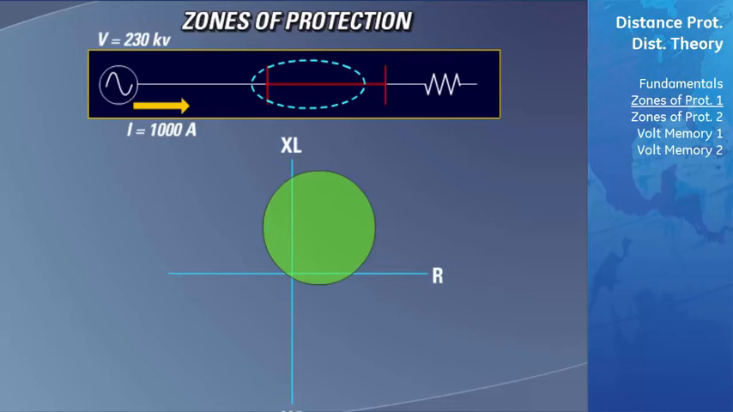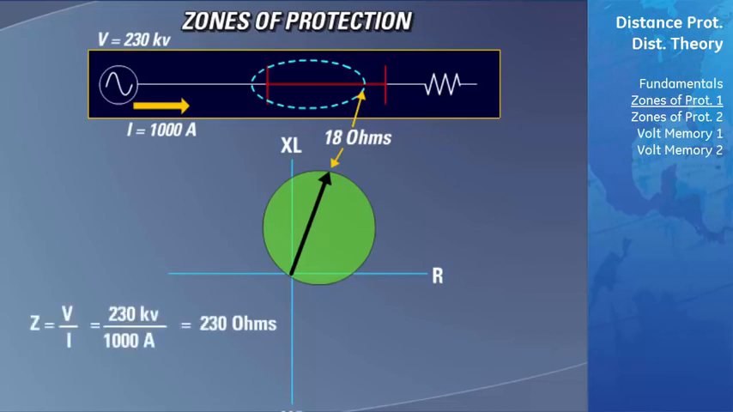For example, on the power system seen here, the reach of our Mho circle was programmed to be 18 ohms. Under normal circumstances, where there are no faults on the power system, the impedance of the power system will be very large, and the plotted measured impedance on the RX diagram will be located close to the x-axis.